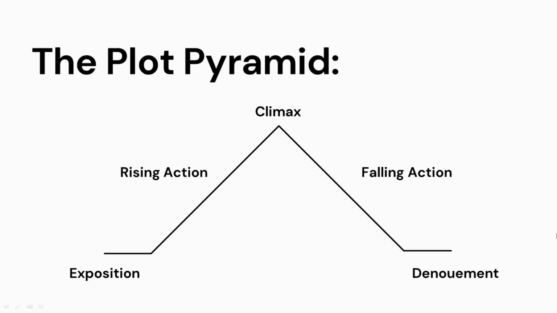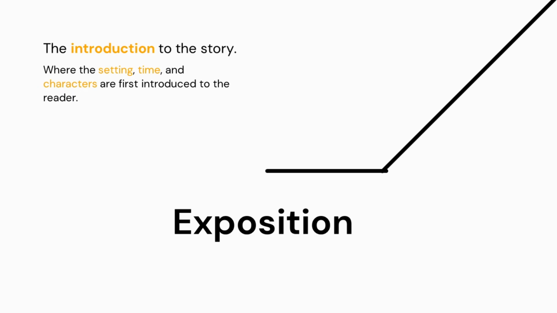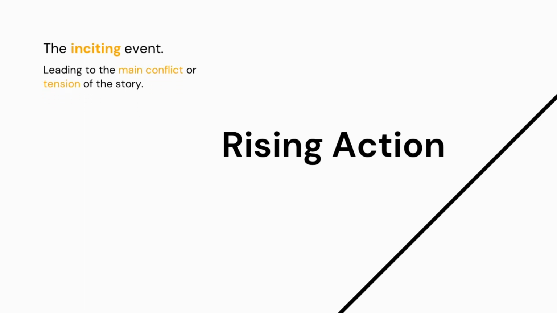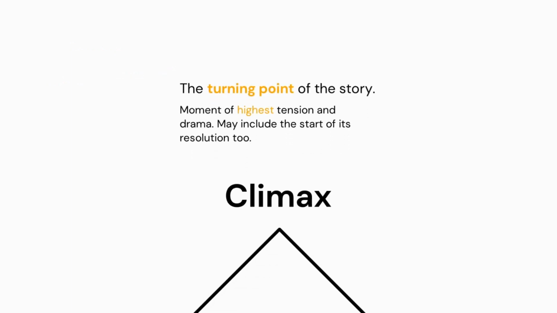All stories first start with the exposition, or the introduction. This can be the first few scenes of a movie, or the first few chapters of a book, and essentially, the setting, time, and main characters are first introduced to the reader. After that, we have the rising action, or the lead up to the main climax or conflict of the story. This then turns into the climax, or the main emotional focal point of the story, where the main character faces the most drama and tension.